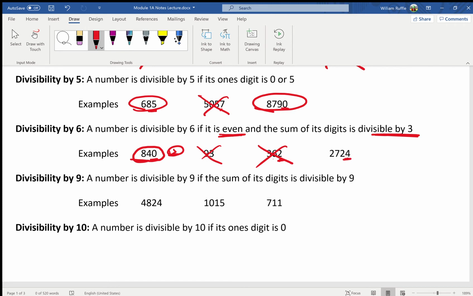Next, it's an even number because the 4 is there. 2 plus 7 is 9, plus 2 is 11, plus 4 is 15. 3 goes into 15, so 6 goes into that.